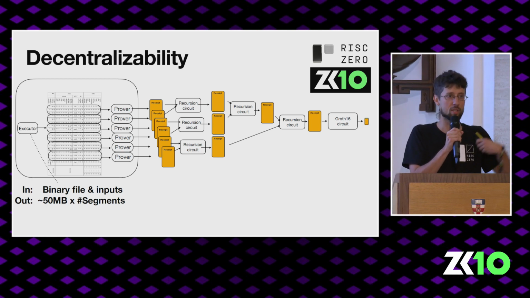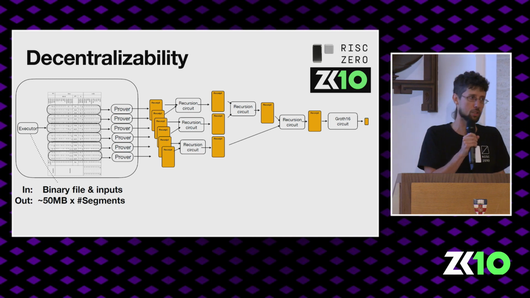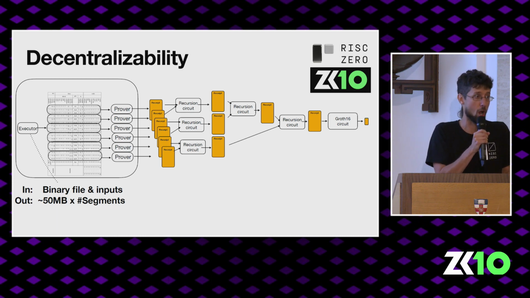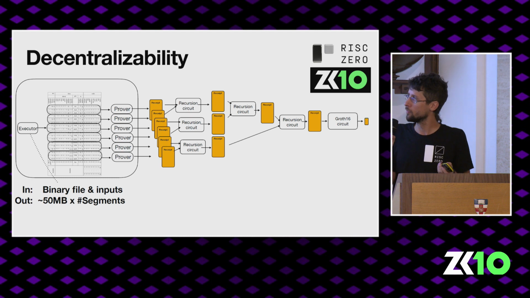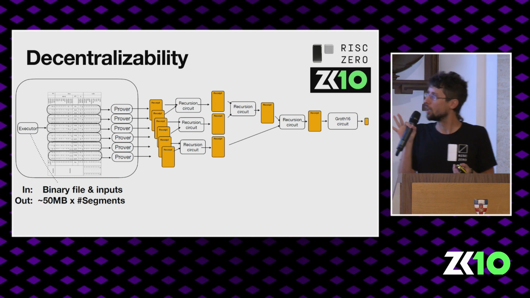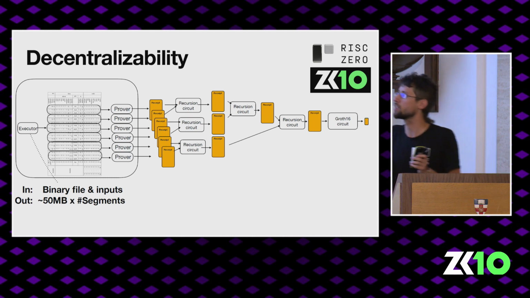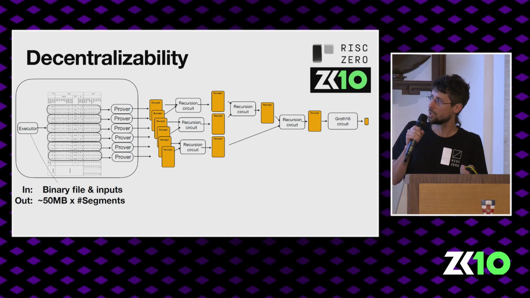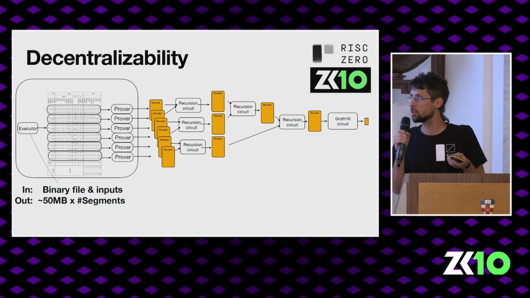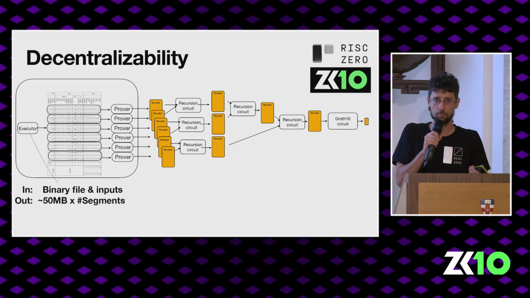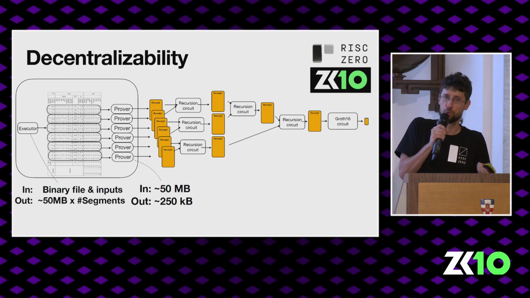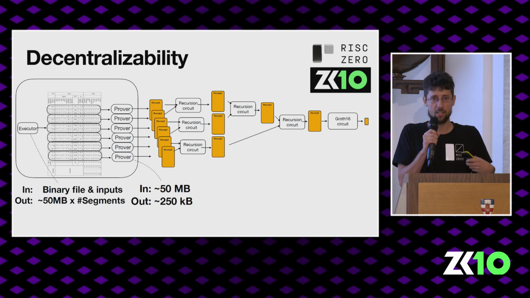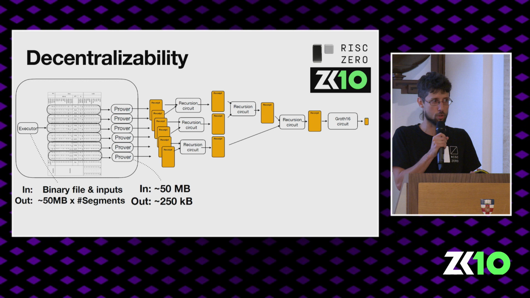So that means that in order to assign this segment proving to some node in my decentralized network, I need that node to receive 50 megabytes from somewhere. The executor needs to receive the binary file and inputs, and the executor is going to return 50 megabytes per segment. Then we're going to send each prover one segment. They're going to receive 50 megabytes, and they're going to send back a SNARK proof. So they're going to send back 250 kilobytes.